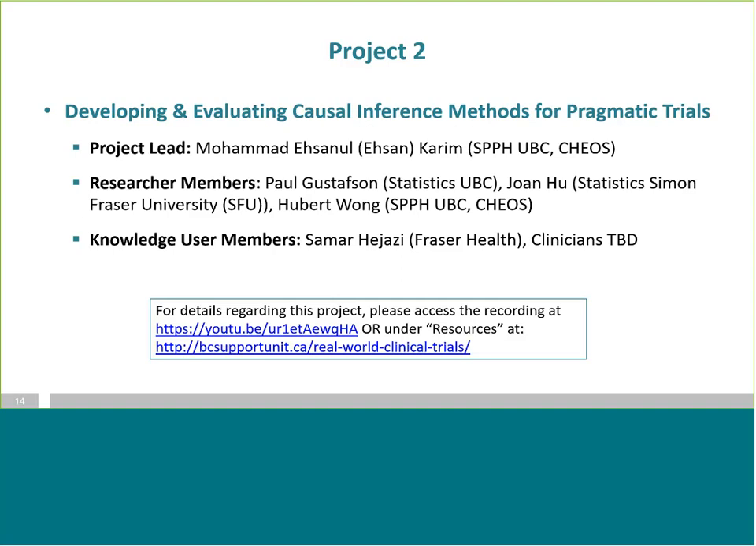the differences that you're seeing in the arms are actually due to the treatment or due to things like different people dropping out of different arms. And so there are some new advanced statistical methods that will help you to do that, and that is basically the goal of this project: to develop these statistical tools to help us answer that question.